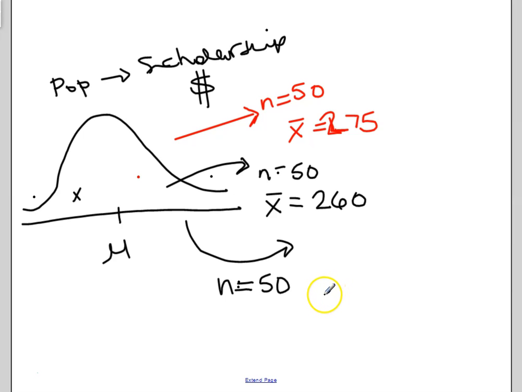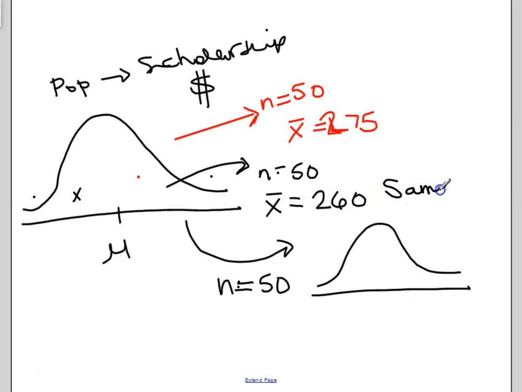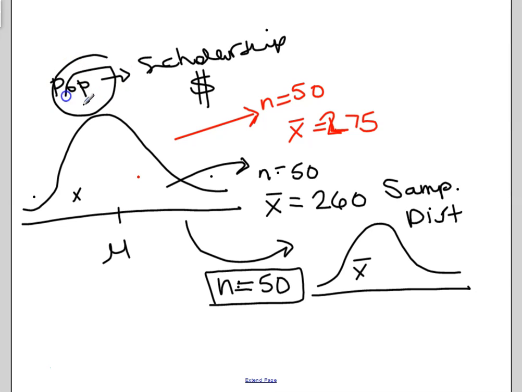If we were to take every possible sample from this original population, what we're going to create is our sampling distribution, okay? And so the sampling distribution here is a new distribution that has all the sample means that could be calculated from samples of size 50. Okay, so in chapter 7, this is what we were working with, the original population.